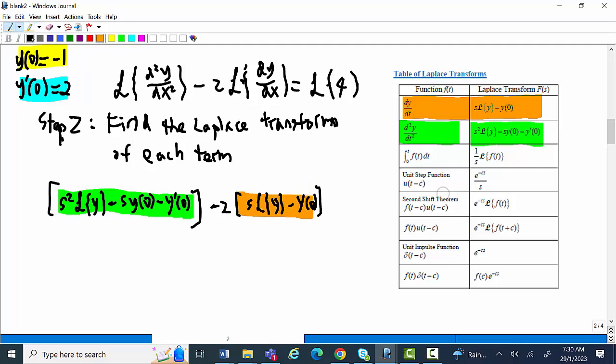Then the Laplace transform of 4. Now, where is the Laplace transform of 1? The Laplace transform of 1 is 1 over s. Just remember, the Laplace transform of 1 is 1 over s. So the Laplace transform of 4 is 4 over s now. So this is actually from the right hand side.